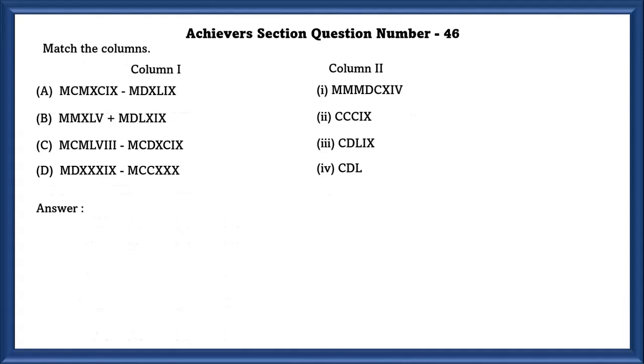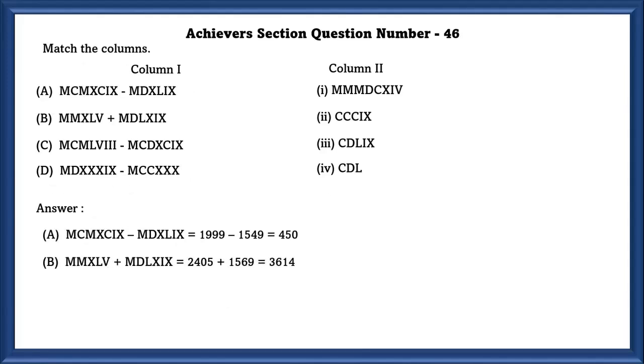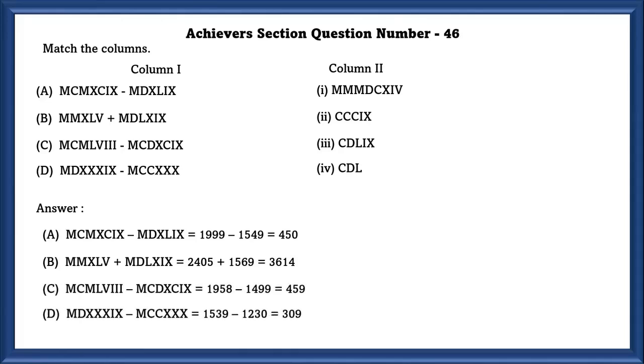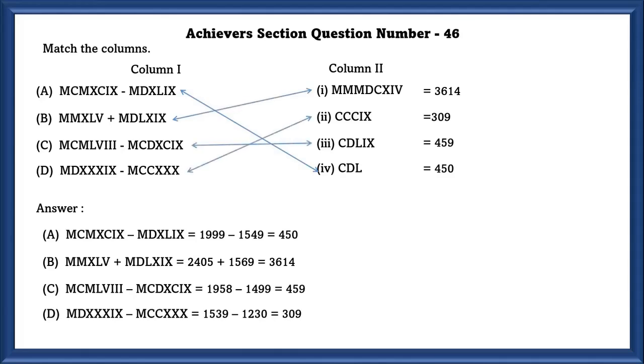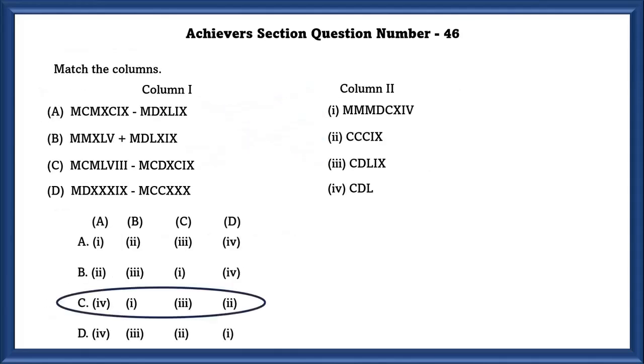Match the columns. A: Roman numeral and its equation is equal to 450. B is 3614. C is 459. And D is 309. In column 2, first one is 3614. Second 309. Third 459. Fourth 450. So, matching all these, we will get the answer as C option.